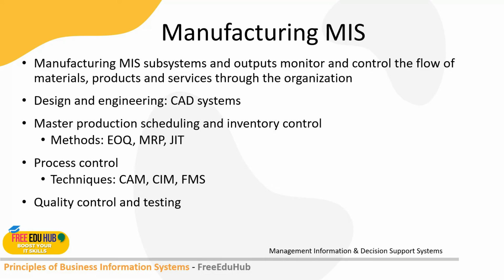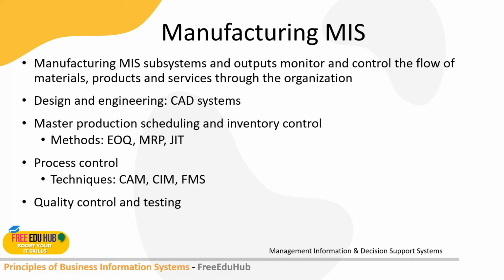Then we have process control, and the techniques which are used in that are CAM, CIM, and FMS. CAM is computer aided manufacturing, a system that directly controls the manufacturing equipment. Then we have CIM, computer integrated manufacturing. It's like using computers to link the components of the production process into an effective system. Then we have FMS, which is a flexible manufacturing system, an approach that allows the manufacturing facility to rapidly and efficiently change from making one product to making another.